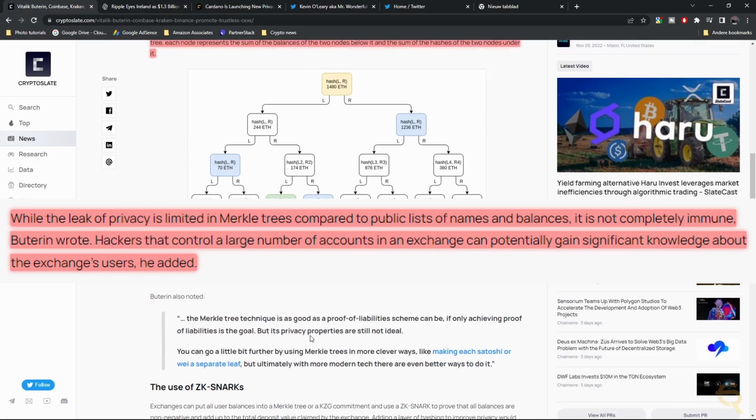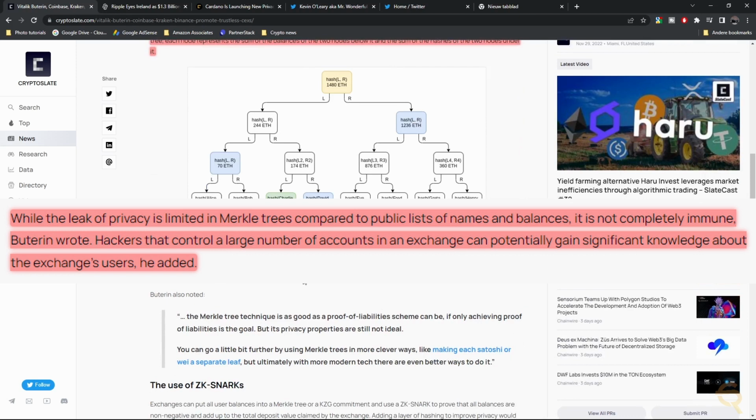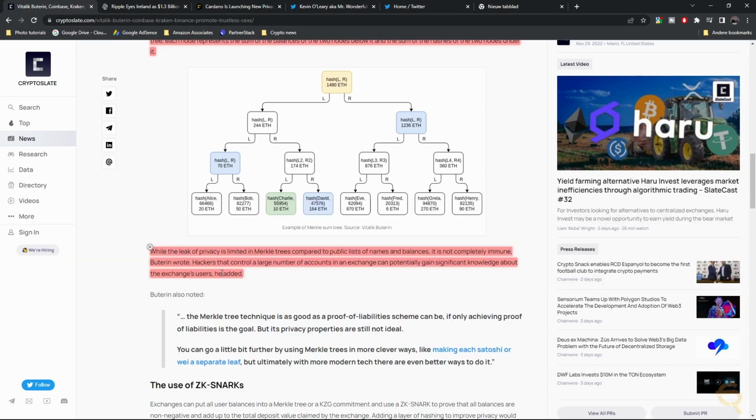While the leak of privacy is limited in Merkle trees compared to public lists of names and balances, it is not completely immune, Buterin wrote. Hackers that control a large number of accounts in an exchange can potentially gain significant knowledge about the exchange's users. And that was one of the whole things behind Bitcoin, to stay anonymous, so this could definitely pose some risks.